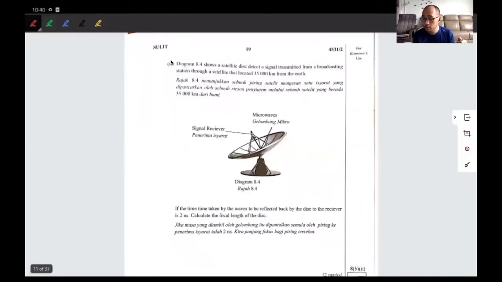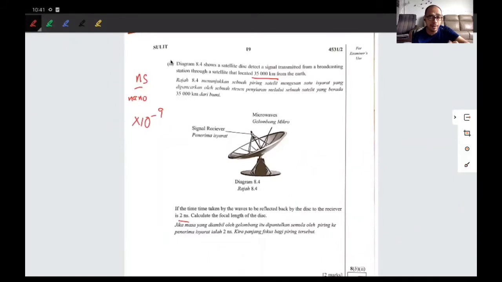Question number 2. The diagram shows a satellite dish detecting a signal transmitted from a broadcasting station through a satellite that is located 35,000 kilometers from the Earth. So you have this distance somewhere over here. If the time taken by the waves to be reflected back to the receiver is 2 nanoseconds, ns is nano, and nano is times 10 to the power of negative 9. Calculate the focal length of the dish.